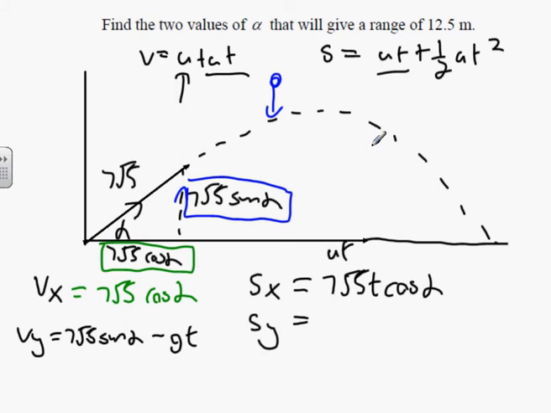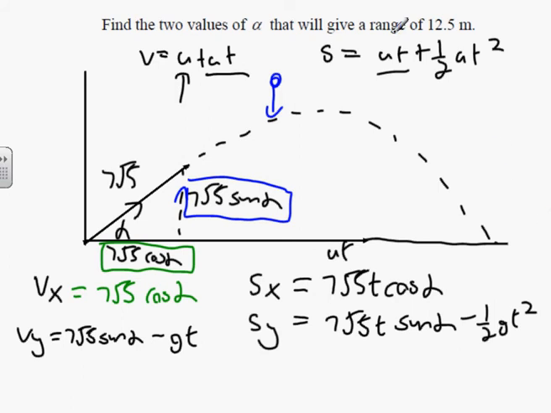Now, the other one is sy. We're going to do ut. u is the value in the blue box, so it's going to be 7 root 5 t sin alpha, and then minus a half gt squared.